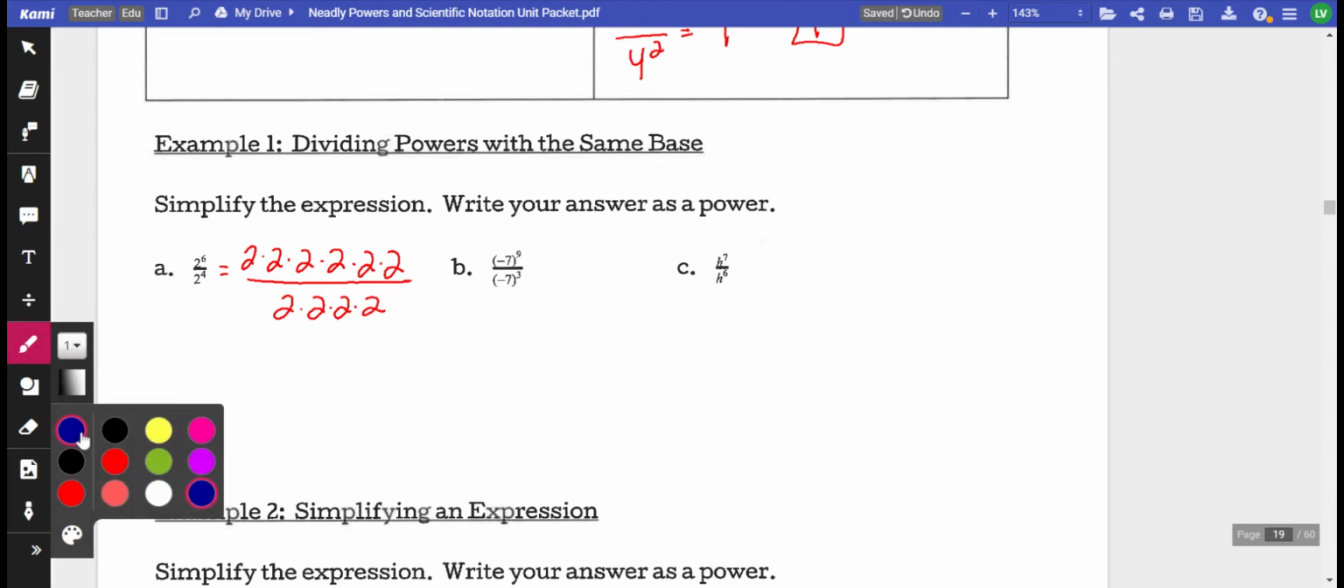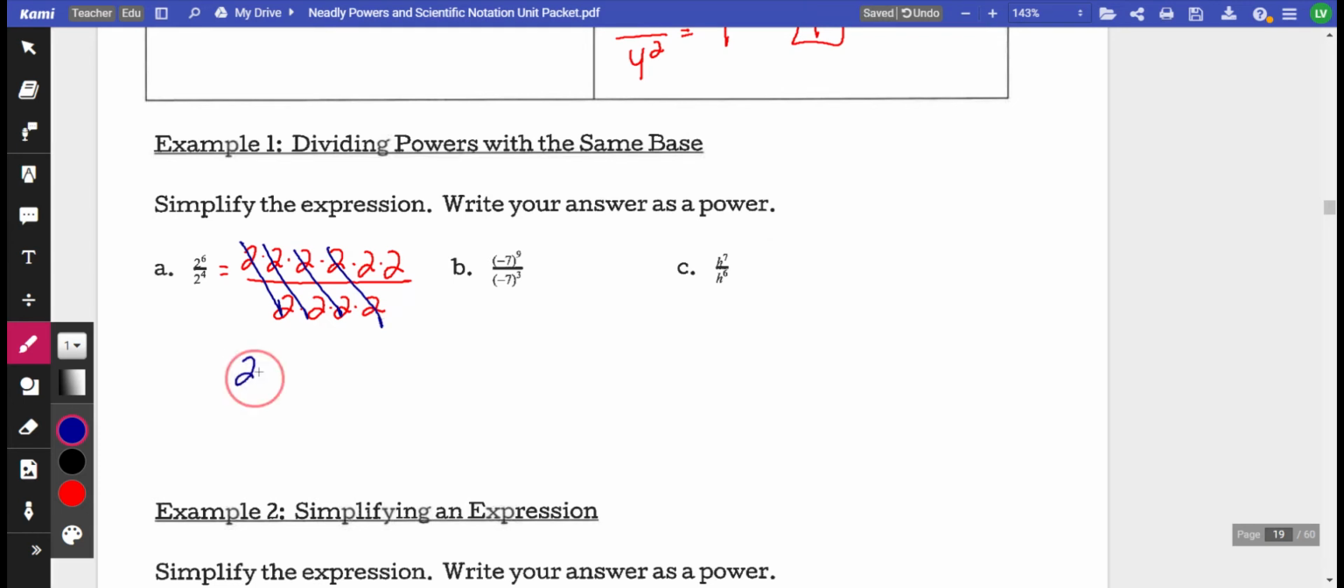I'm going to cross out my like terms. So I got rid of 4 2s in the numerator, 4 2s in the denominator. I am left with 2 times 2 in the numerator, so 2 squared. Or you could have solved it as 2 to the 6th power minus 4, which is 2 to the 2nd power. Again, same answers, just different ways of doing it.